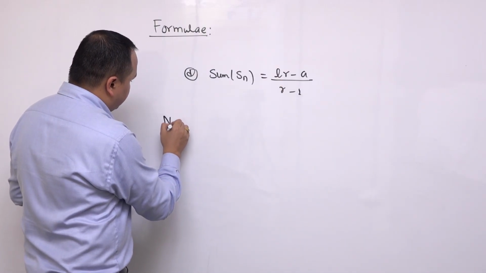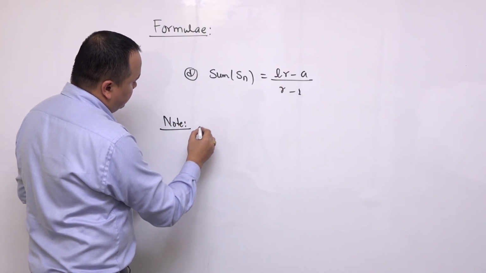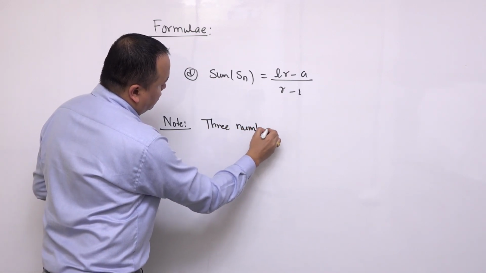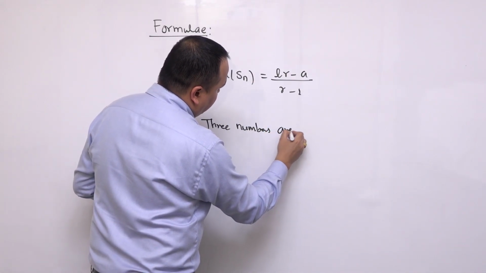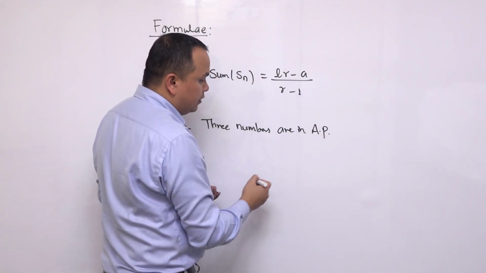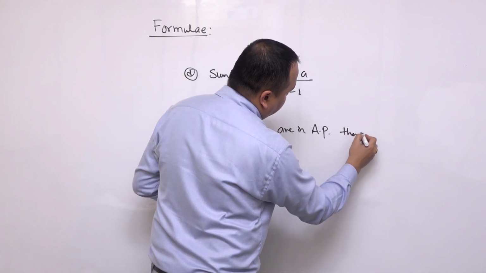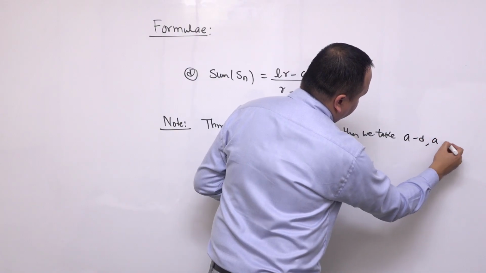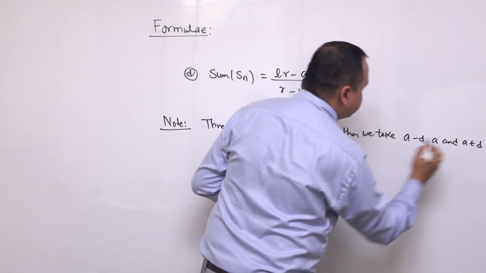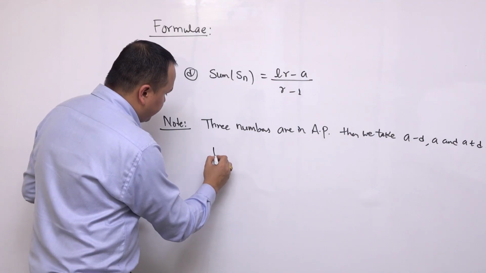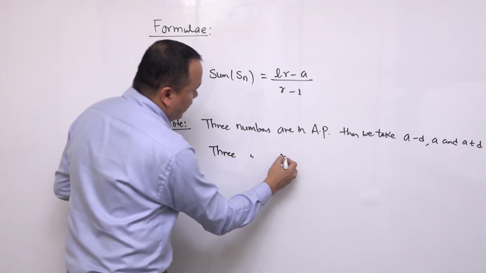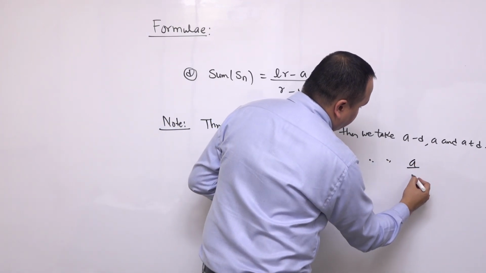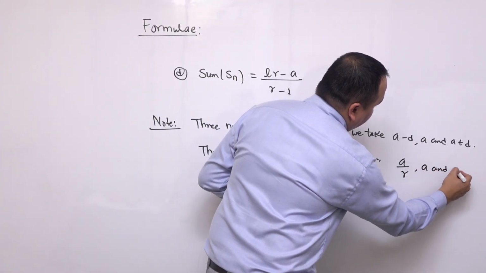Note, if three numbers are in AP, then we take a minus d, a and a plus d. Similarly, if three numbers are in GP, then we take a upon r, a and ar.